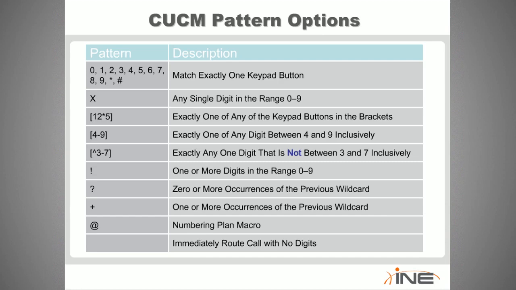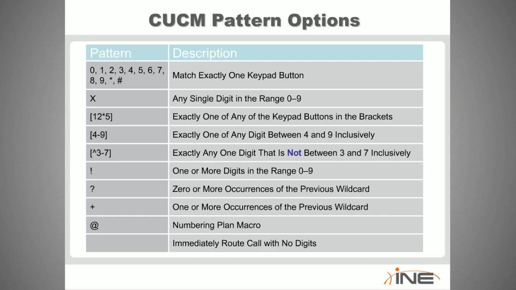So one or more of the digits in the range of 0 through 9 is the bang, we just talked about that. The question mark and the plus, those are 2 regular expressions. The question mark does the same thing it does in iOS. This is a regular expression that indicates 0 or more, actually I believe it's 0 or 1, of the previous wildcard or digit. So if I had a pattern that said 1 question mark, then this could match 1 nothing, because it could match 0 or more. It could match 1 1, and then that's it.